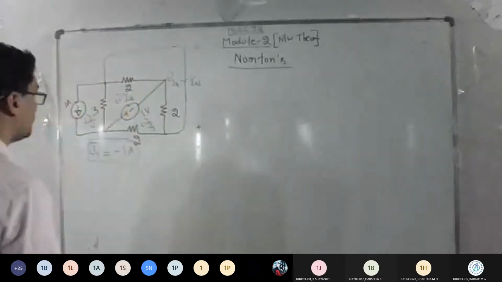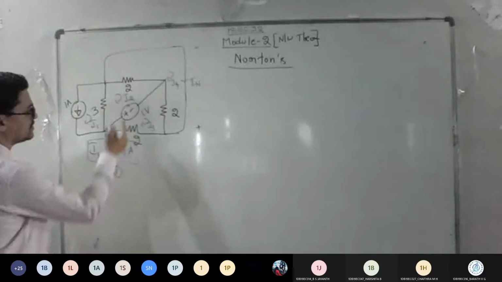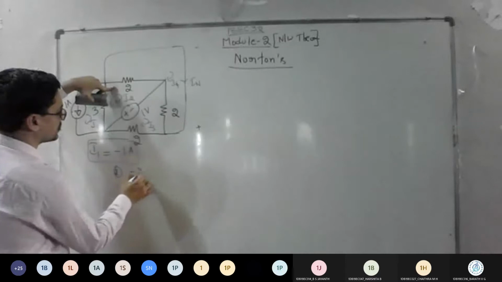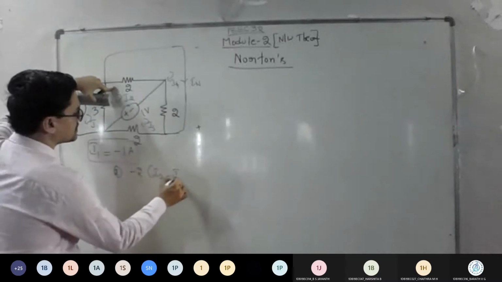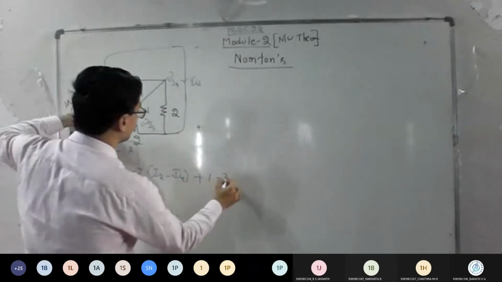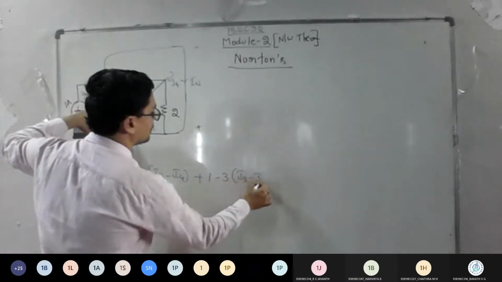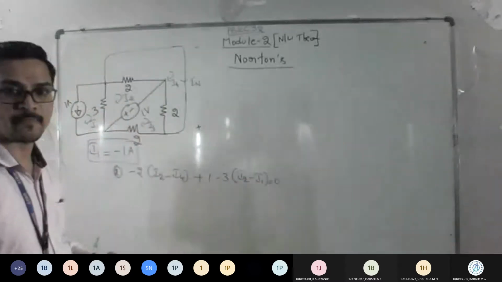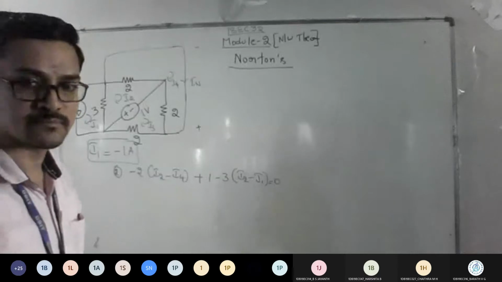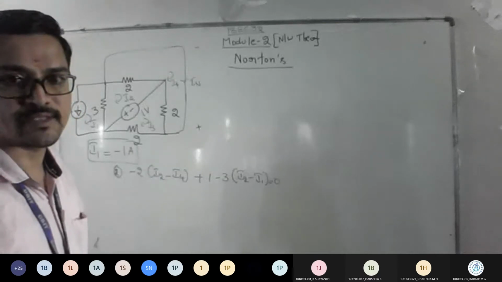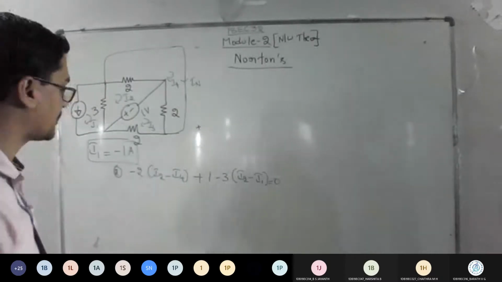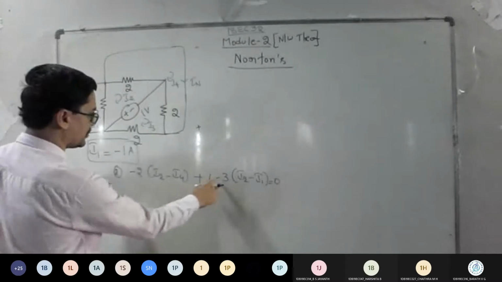Okay. So let's apply mesh analysis for the second mesh. So the equation is here. If we trace from here, it is -2 I2 minus I4, -2 plus 1, then -3 I2 minus I1 equal to 0. Am I correct? Is it fine here, everyone? Yes, sir. Okay, proceed.